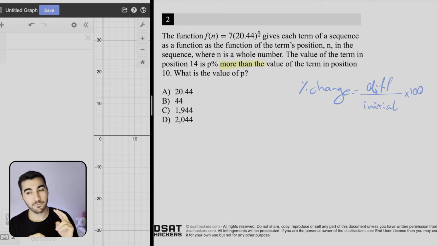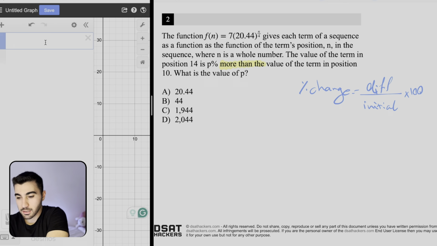That's what we can do. We have another way, a second way that is faster, but let's first do the first way so you get the idea how it works, and then we can do the second way as well. So we're going to use Desmos to do the first way. So I'm going to plug the position 14 into the function. So 7 times 20.44 to the power of 14 divided by 4. This is the number, right?